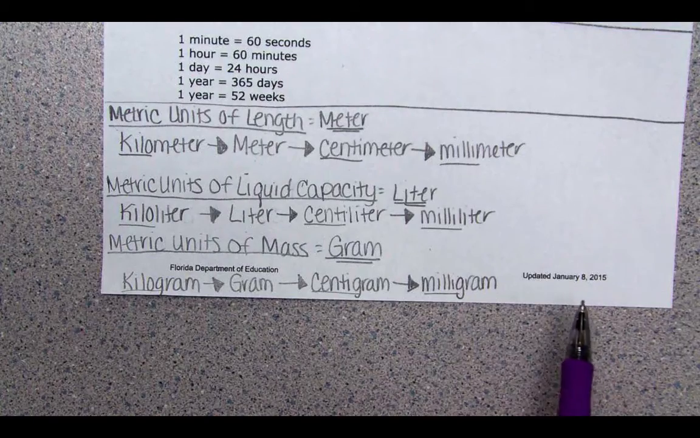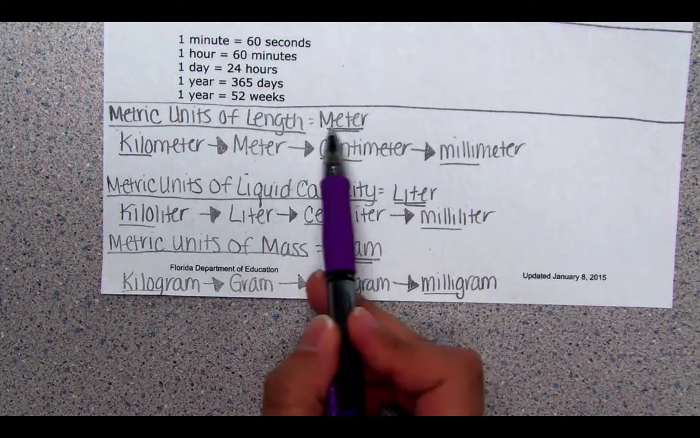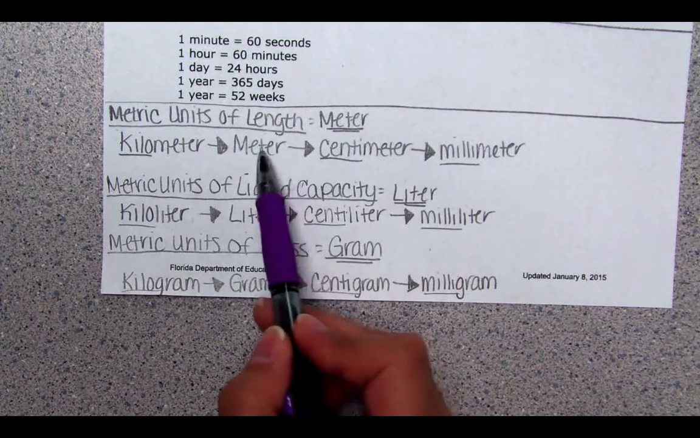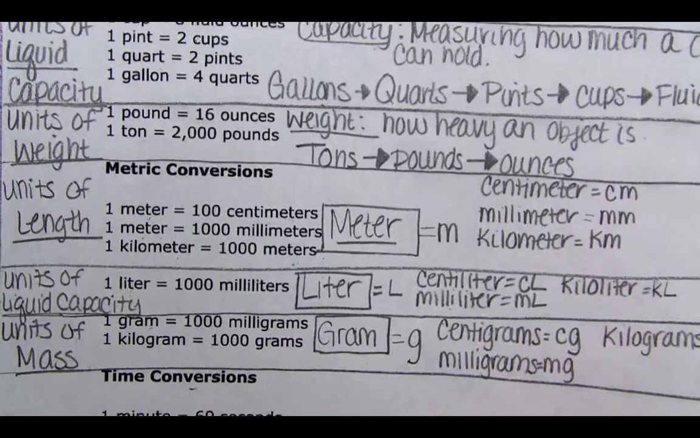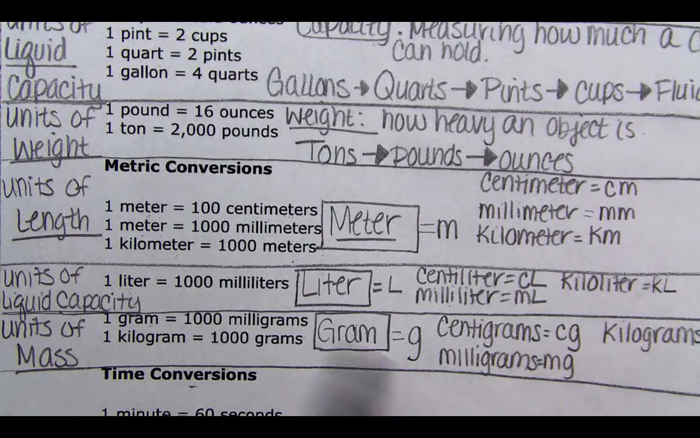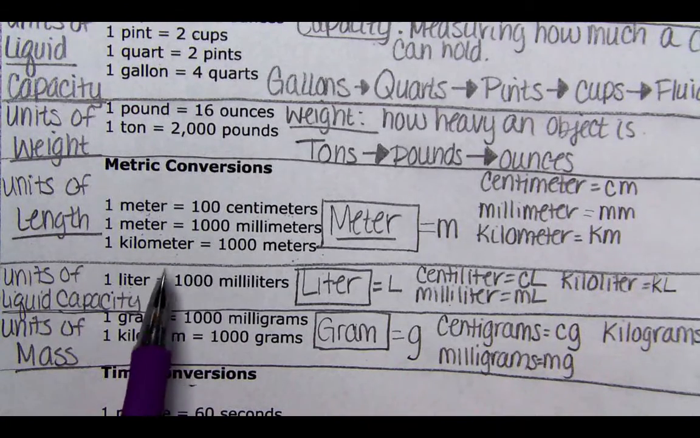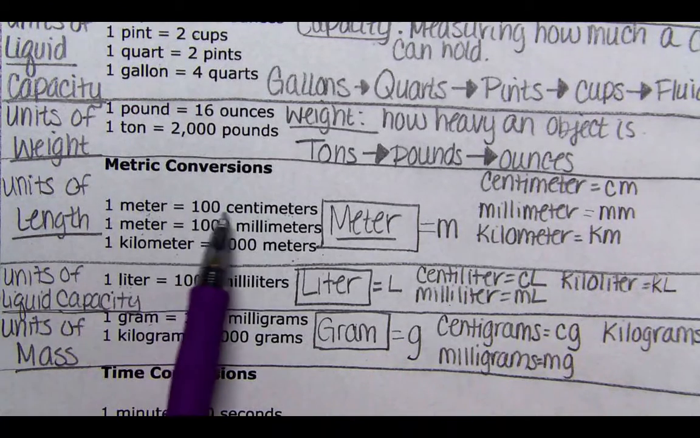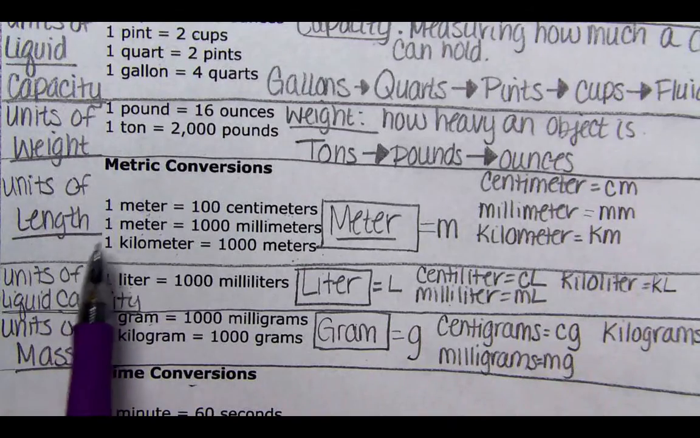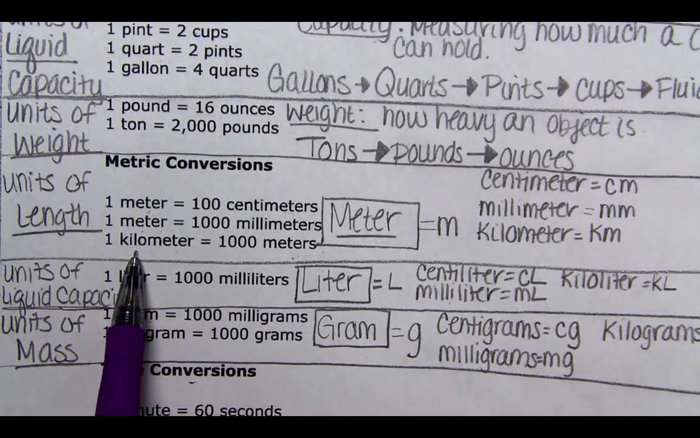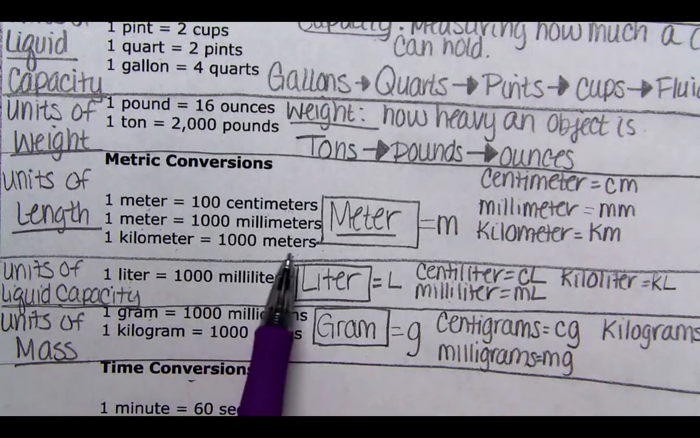So if you're measuring length, your base word's always going to be meter. It's just a matter of which prefix you're going to put, or is it just going to be meters by itself? Now, one thing to pay attention to here in the metric conversions is everything is base 10. We have 1 meter is the same as 100 centimeters. 1 meter is the same as 1,000 millimeters. 1 kilometer is the same as 1,000 meters.